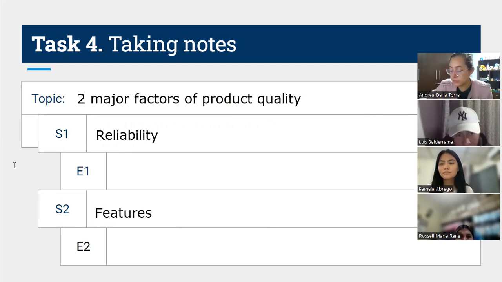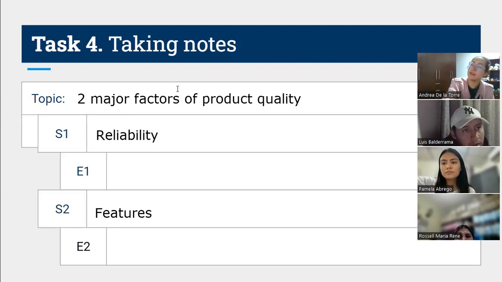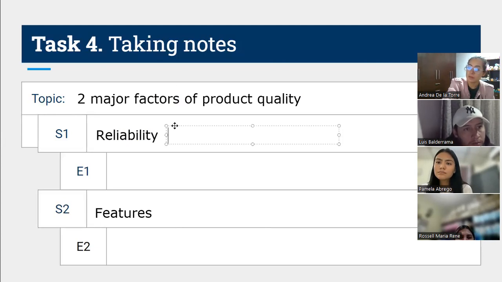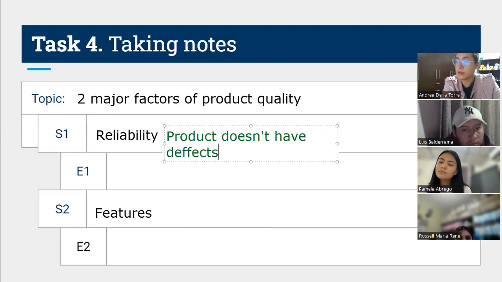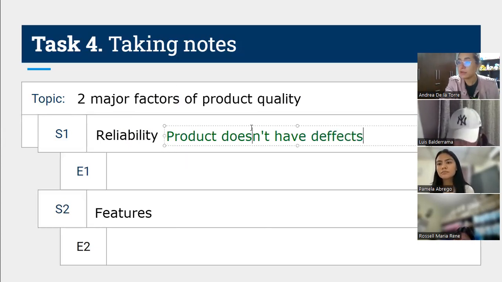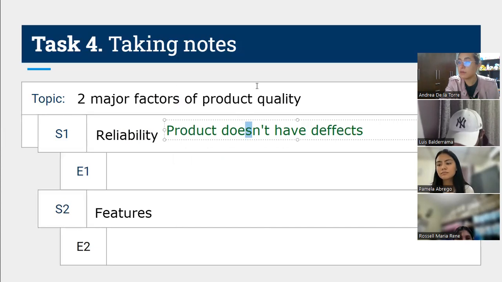According to the lecture, right? Don't need to repair. Exactly. Great. When a product doesn't need repairs, right? I think it's when a product doesn't have defects, right? Is that okay? Anything else that you guys can say for reliability? What was reliability?